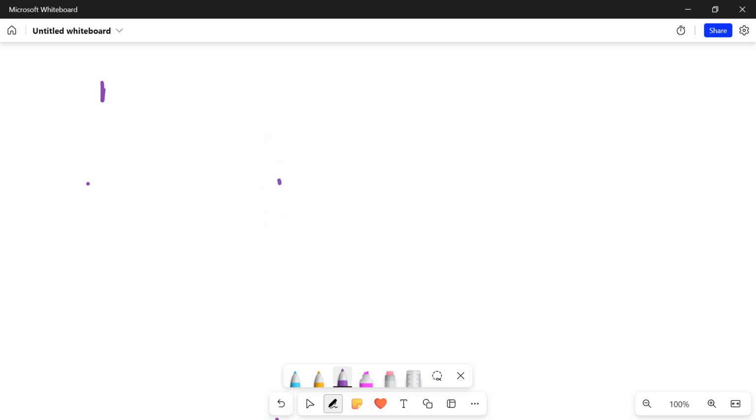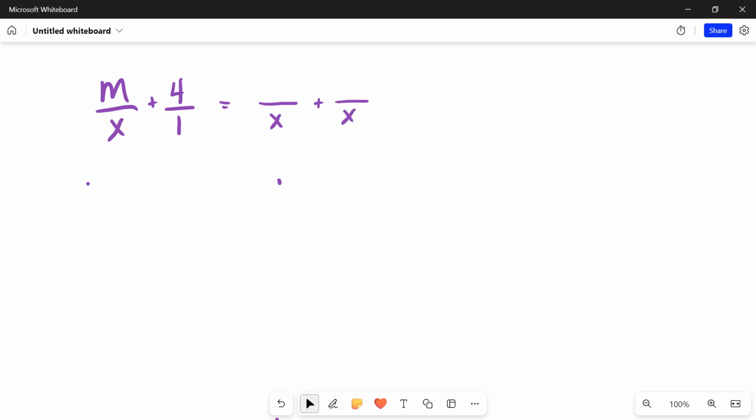If I've got m over x plus 4, and I want to add these, I see that the first item is a fraction. The second one I can write as a fraction as well. In order to add these, I have to have a common denominator. So the first one's going to have to be something over x, and the second one is also going to have to be something over x.